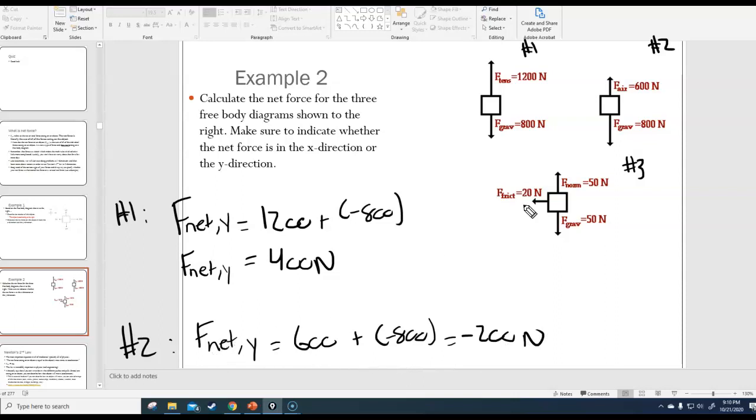Okay, so the net force acting on object number 2 based on the FBD over here is negative 200 newtons. Now, what does that negative sign indicate? Remember, force is a vector, and so that sign indicates direction. That's saying that the net force on this object is going down in the negative y direction, and so this object is accelerating down.